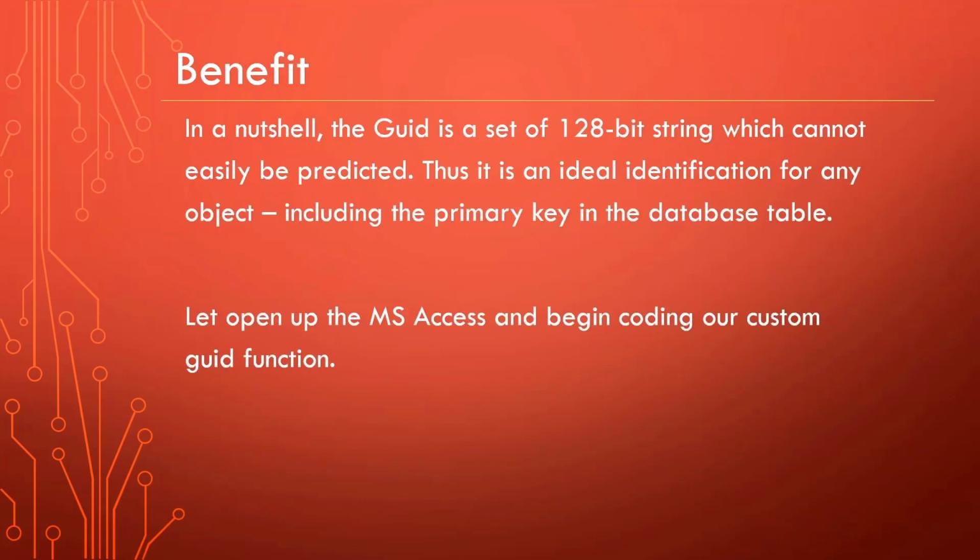In a nutshell, the Guid is a set of 128-bit string which cannot easily be predicted. Thus, it is an ideal identification for any object, including the primary key in the database table. Let's open up our MS Access and begin coding our custom Guid function.